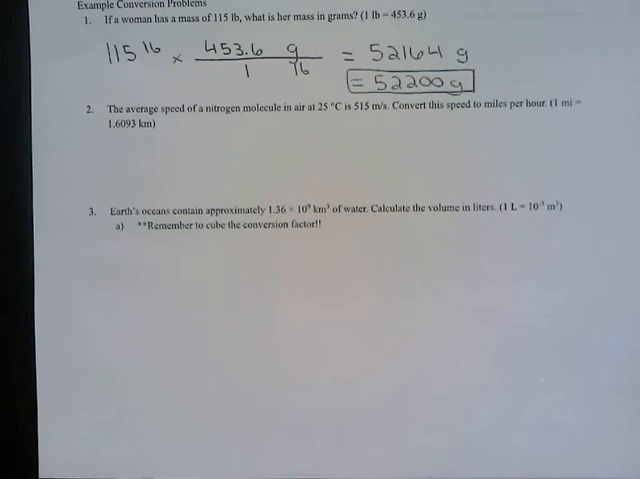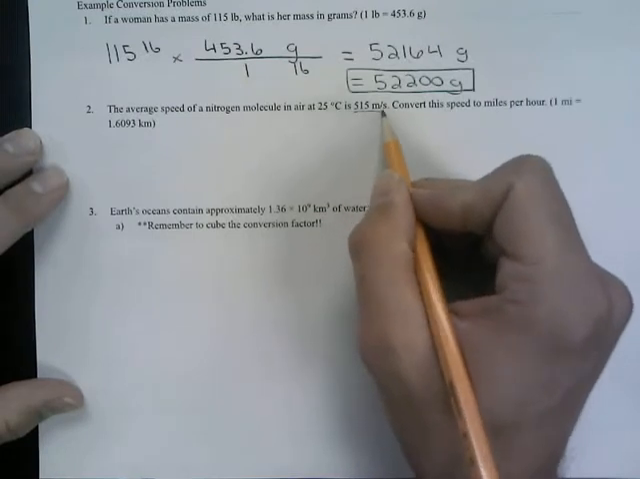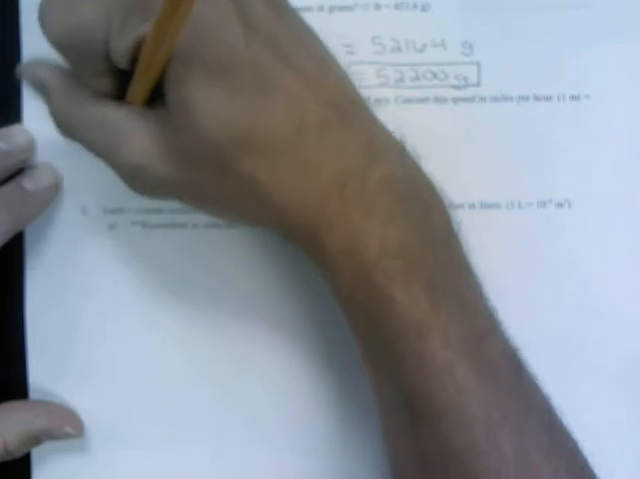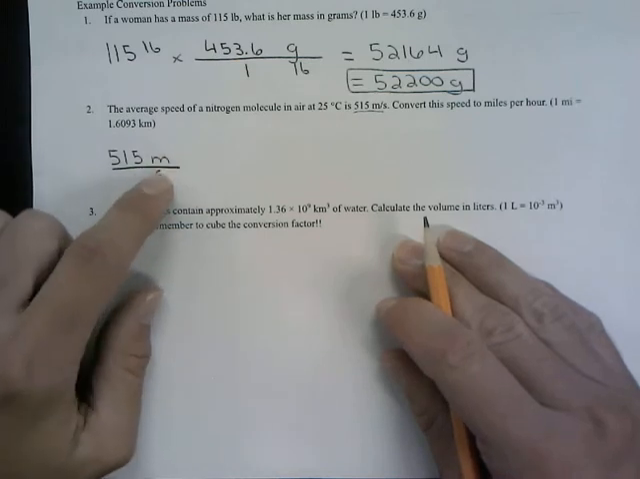Now we move down here. The average speed of a nitrogen molecule in air at 25 degrees Celsius is 515 meters per second. We want to convert this speed to miles per hour. So what we're going to do first is write down the speed that is given in the particular unit. So we have 515 meters, and I'm going to do something different. I'm going to draw per, but put second on the bottom. So we have two conversions that we need to do.